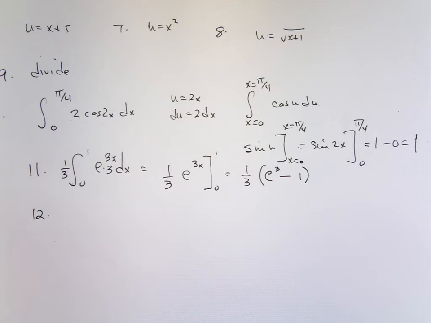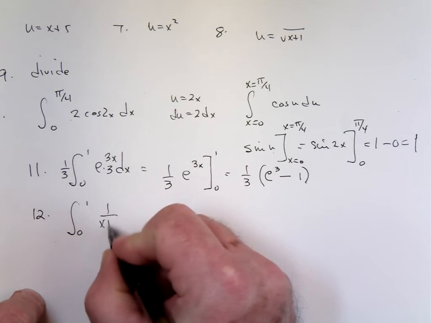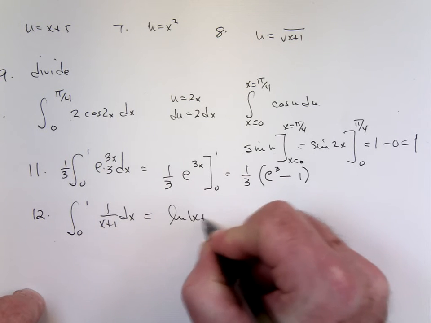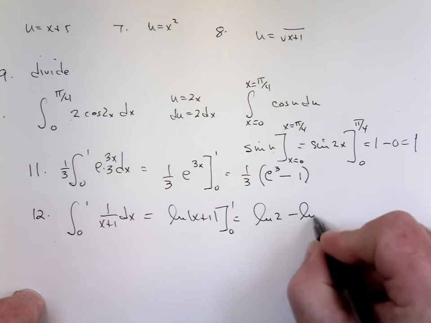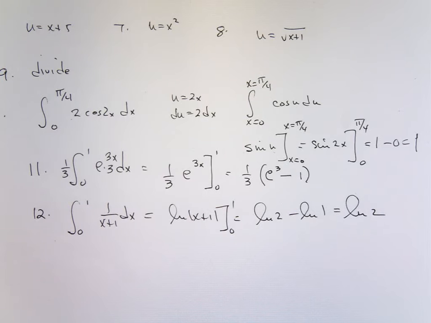12. The integral, 0 to 1, 1 over x plus 1 dx. 1 over u du form, natural log x plus 1. Natural log of 2 minus the natural log of 1. Natural log of 1 is 0. 13.